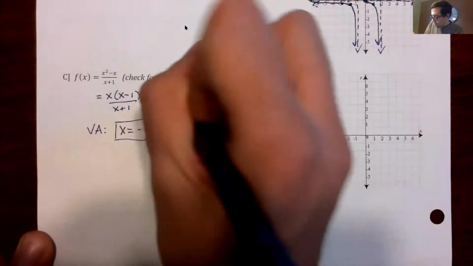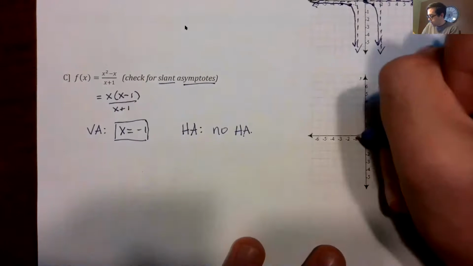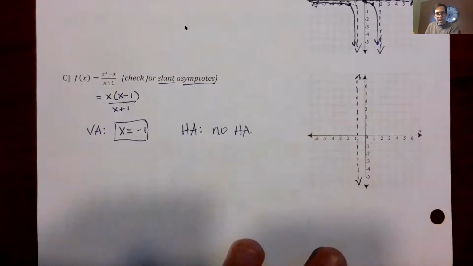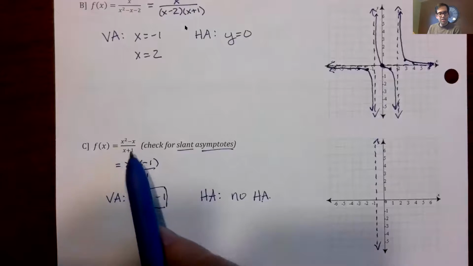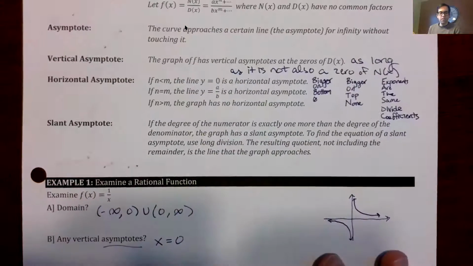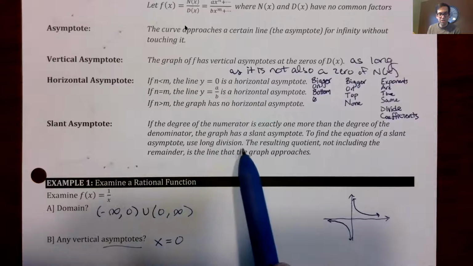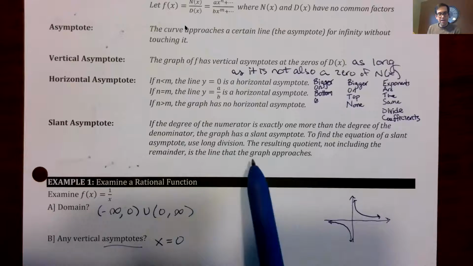Then notice that this says check for slant asymptote. So we can sketch that vertical asymptote first at x equals -1. But there's also this thing called slant asymptotes that you might remember from Algebra 2. If we go back over here, let's read this. If the degree of the numerator is exactly 1 more than the degree of the denominator. Do we have that? Yes, the degree on top is exactly 1 more. So if that's true, the graph has a slant asymptote. To find the equation of a slant asymptote, use long division. The resulting quotient, not including the remainder, is the line that the graph approaches.